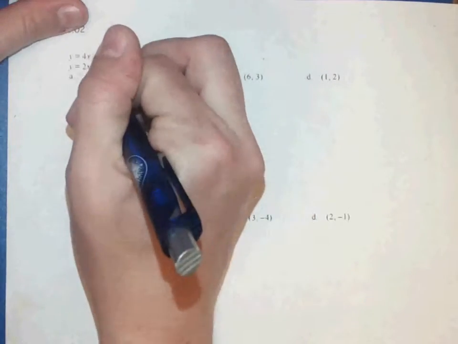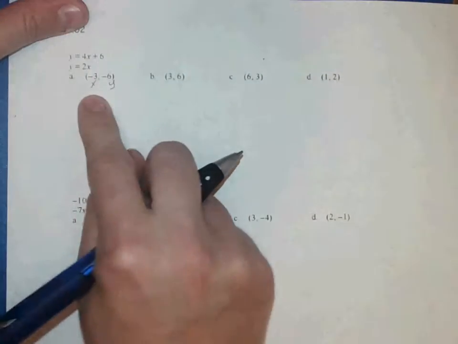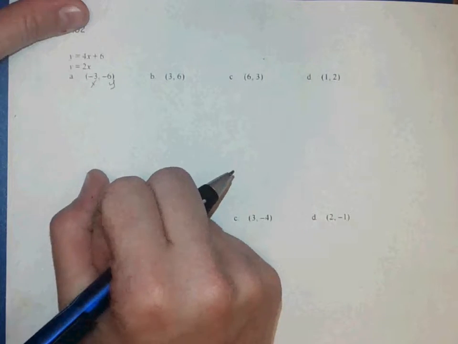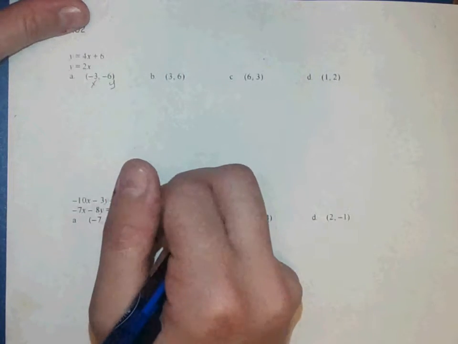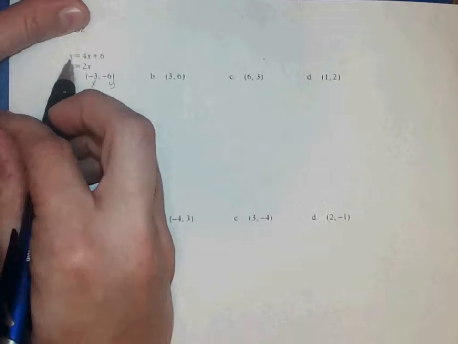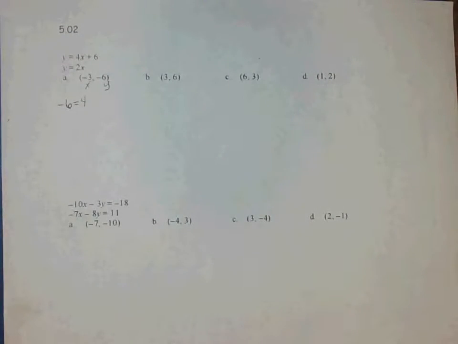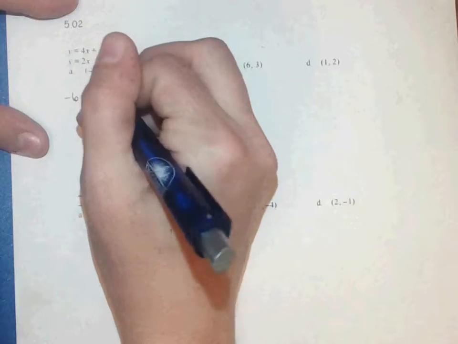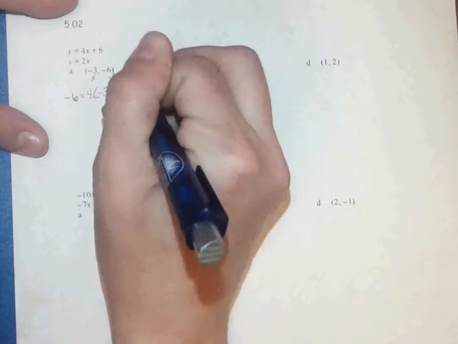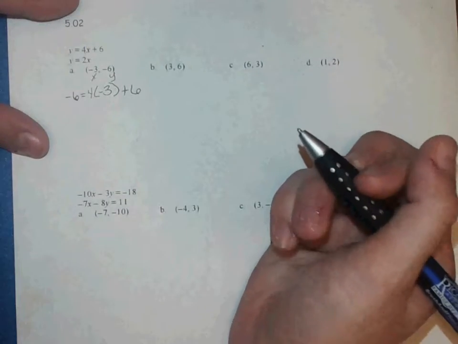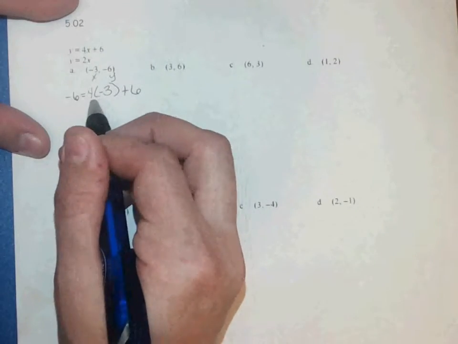Remember that your first letter is always your X. Your second is always your Y. So I'm just going to plug these in how they're given to me. My first one is Y equals, so I'm going to plug in my Y value, -6 equals 4 times my X value. So I'm going to write 4 times X plus 6. Now I'm going to solve and see if this is a true equation.